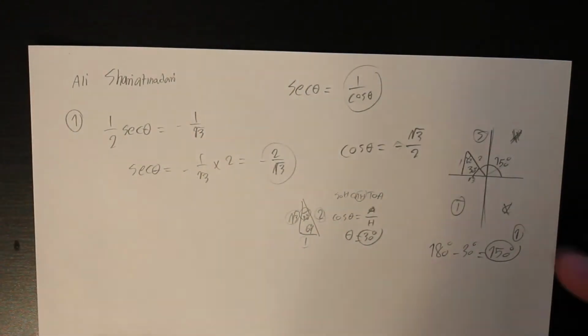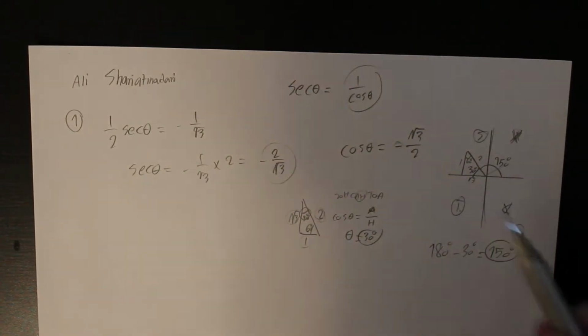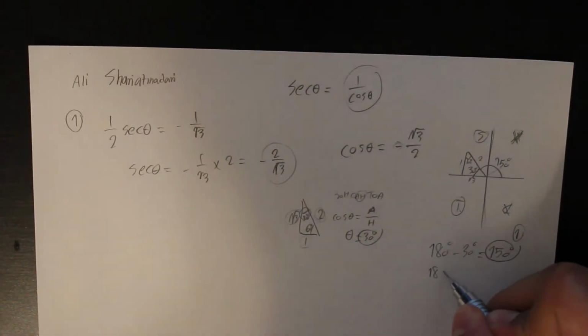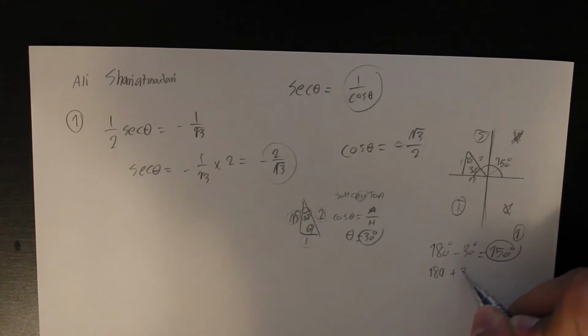Now there is another angle because it can also go in another quadrant. To bring it into the third quadrant, we simply add 180 plus 30.